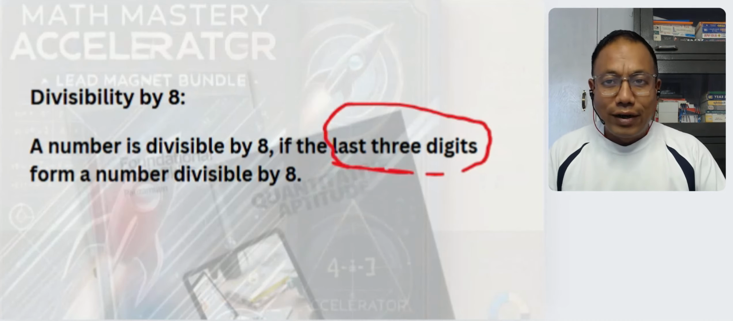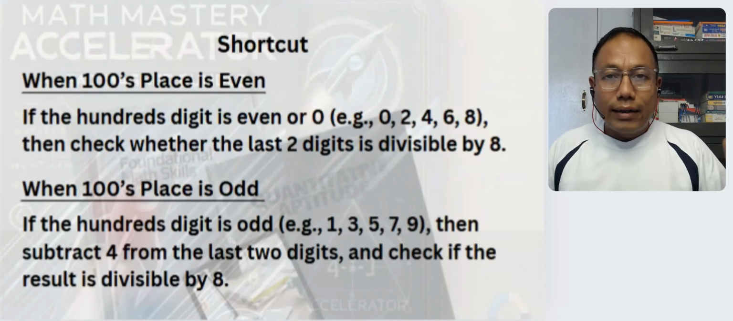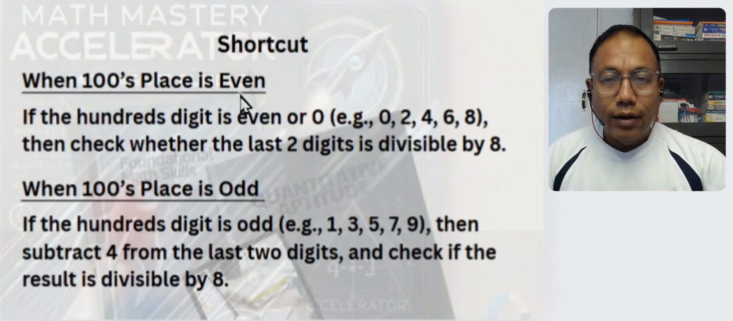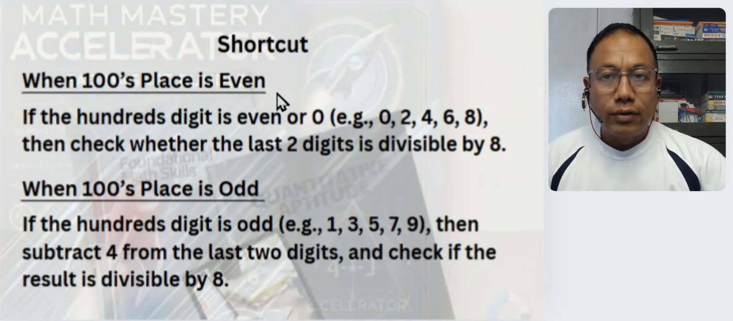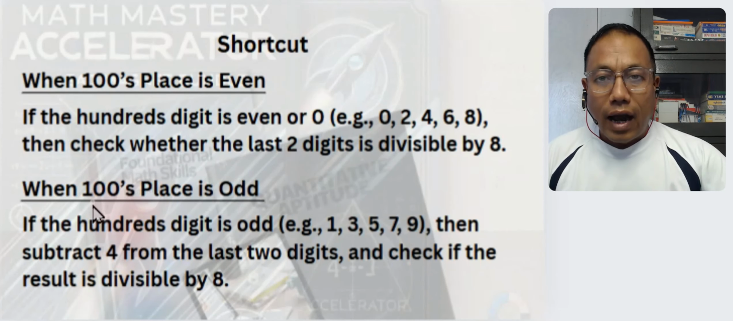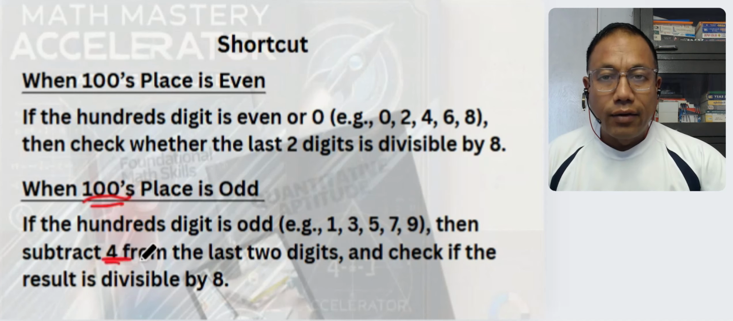Do you want me to share the secret? All right, let me share it. When the hundreds place is even, check whether the last two digits is divisible by 8 or not. If it is divisible by 8, then the number is divisible by 8. If the hundreds place is odd, from the last two digits, subtract 4 from it and check divisibility by 8.